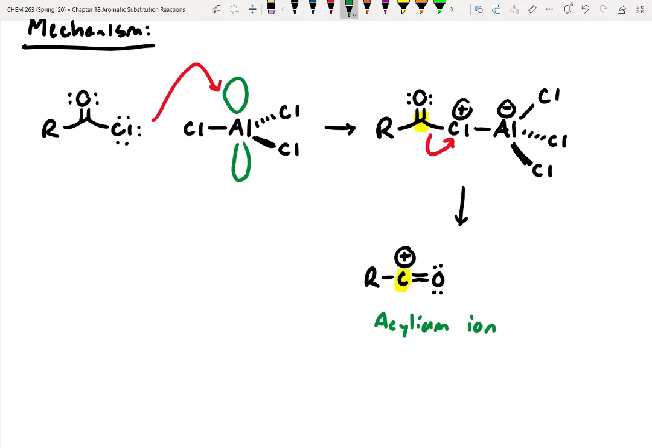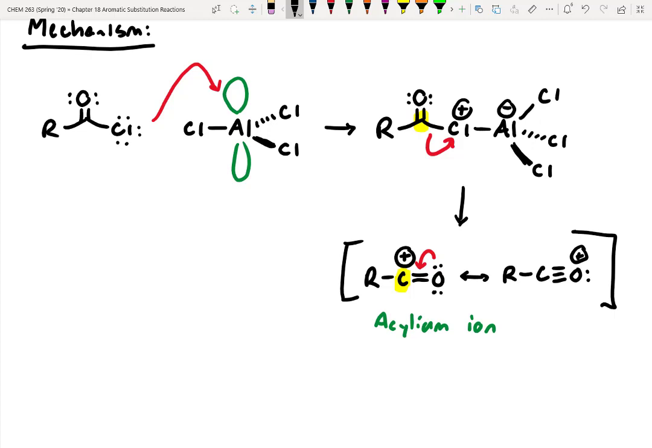Interestingly, though, this isn't the major resonance contributor. So let's think about this. We've got a lone pair here that we can dump down. So really, the major resonance contributor is going to be the resonance structure where we have a triple bond between the carbon and oxygen, and the oxygen has a positive charge.